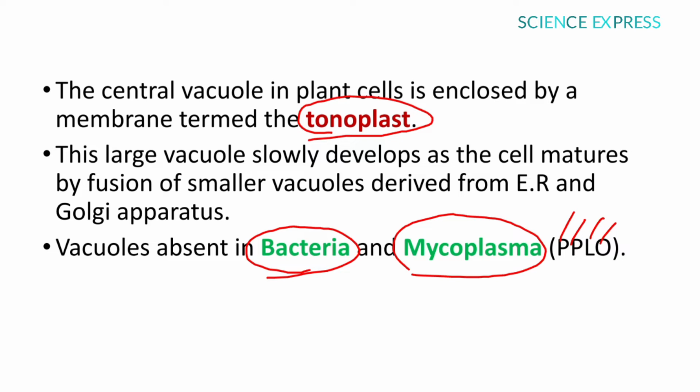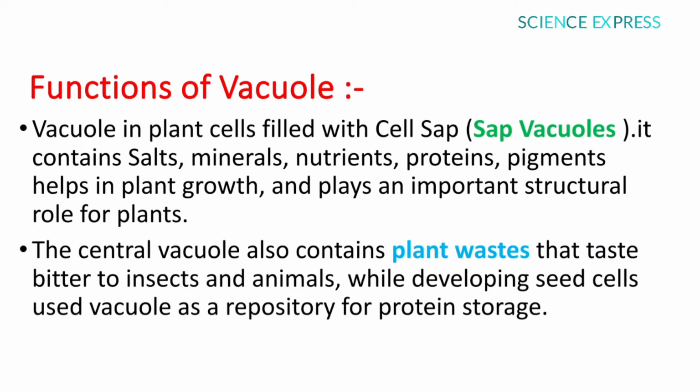So, this large vacuole slowly develops as the cell matures. In a plant cell, the growing tip of the root and shoot has meristematic cells. In a meristematic cell, the size of the vacuole is small. When the plant cell matures, the size of the vacuole starts growing. Now discuss the function of the vacuole.